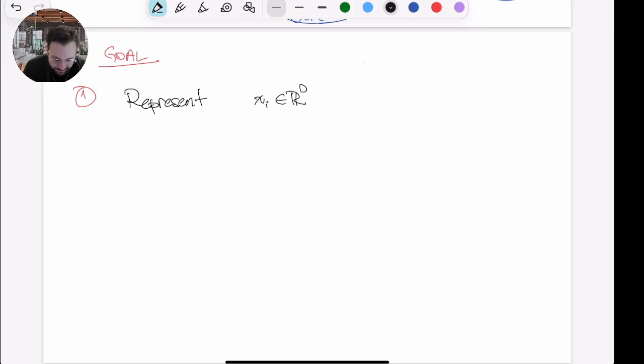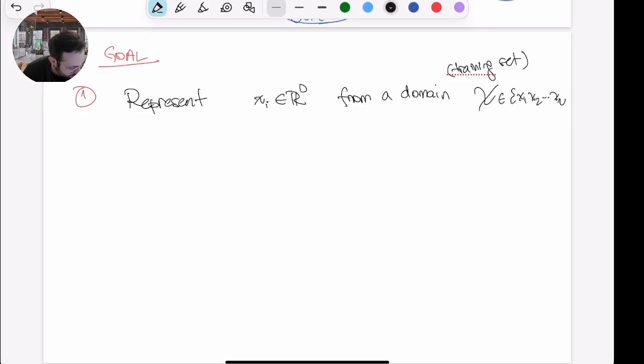Represent all of these samples that come from a domain or a training set. I'm going to call it X, which is all of these x1, x2, yada yada, x of n, right? So I have n of them. So this is my training set, and I would like to represent each and every one of them with a representation z of i. I don't want to call them x now. I would like to call them z.